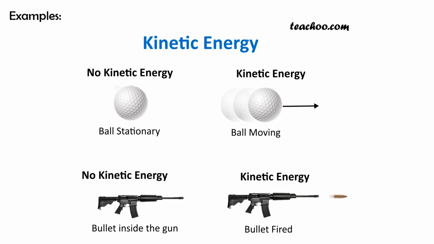Okay, so we have here some examples of kinetic energy. Again, kinetic energy possesses motion. So when the ball is moving, then there is kinetic energy. When the bullet is fired, then there is kinetic energy. No kinetic energy when the ball is stationary. No kinetic energy when the bullet inside the gun is just there. Okay, so I hope, class, it is clear.